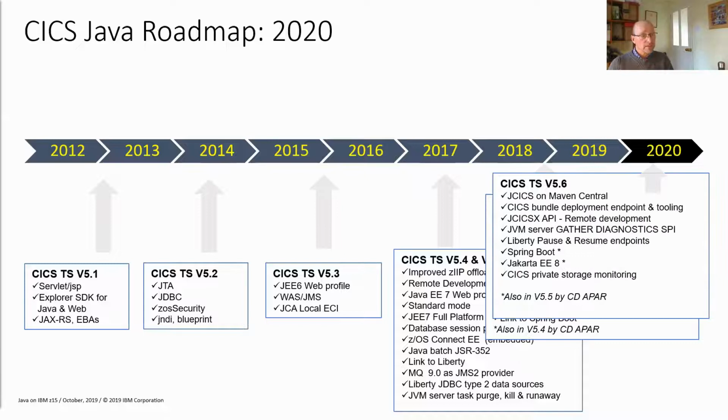And then in 5.6, we really improved our development experience with JCICS on Maven Central, the bundle deploy endpoint and tooling, and the JCICS X API. Now, I'm not going to talk about developer experience. We've got another talk from Stu Francis about the developer experience, and I'd recommend that. So I'm not going to talk about those first three things. I will talk about our SBI enhancements, pause and resume, Spring Boot, Jakarta EE, and private storage monitoring, and a few other things.